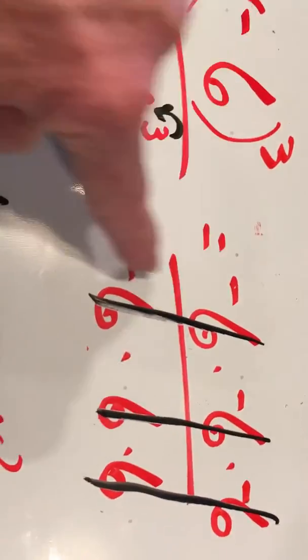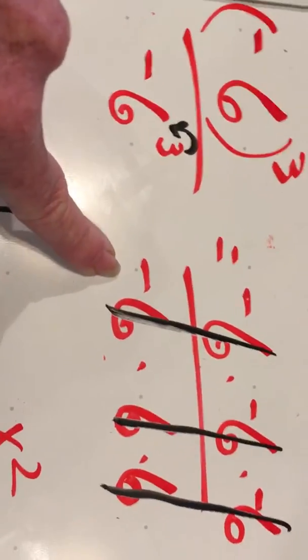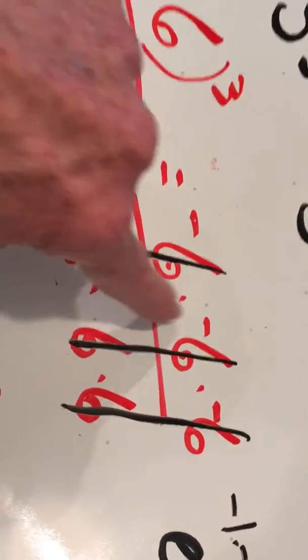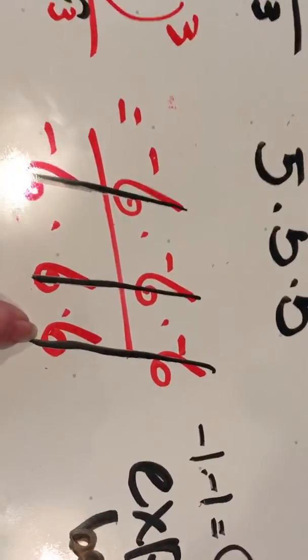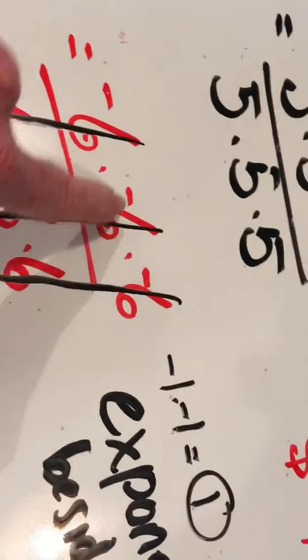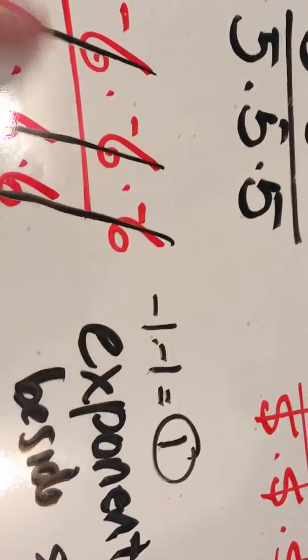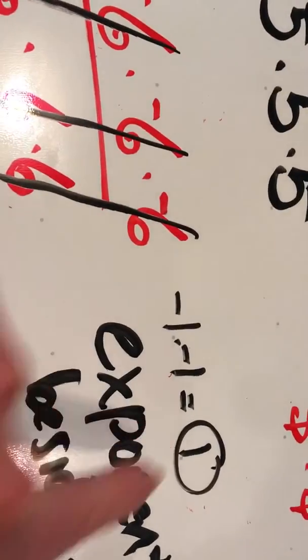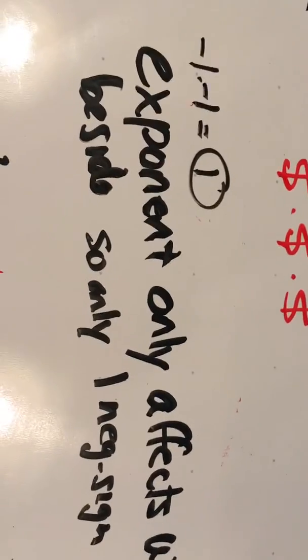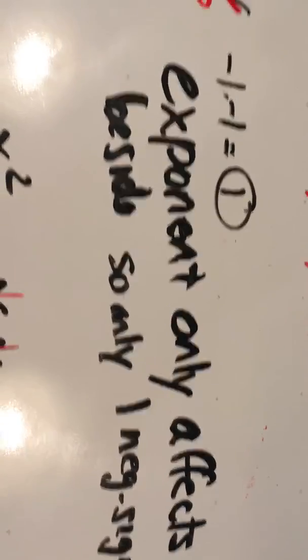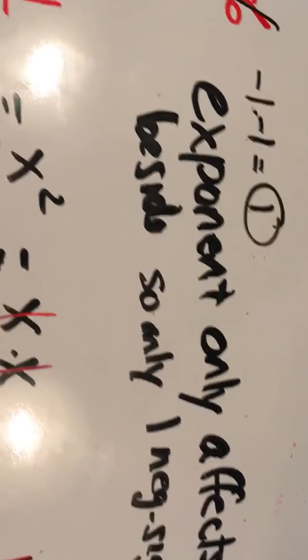So negative 6 divided by negative 6 is 1. Negative 6 divided by 6 is negative 1, and again negative 6 divided by 6 is negative 1. So you end up with negative 1 times negative 1 all over plain old 1. So your answer is 1. Again, exponents only affect what's directly beside them, so there's only one negative with that problem.